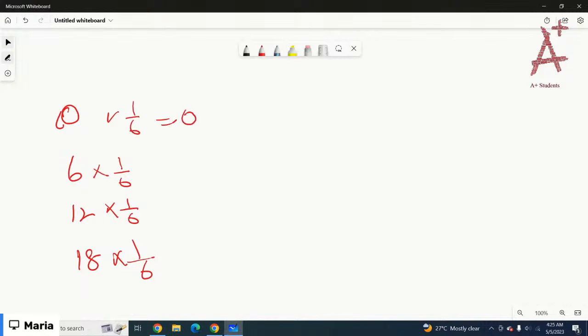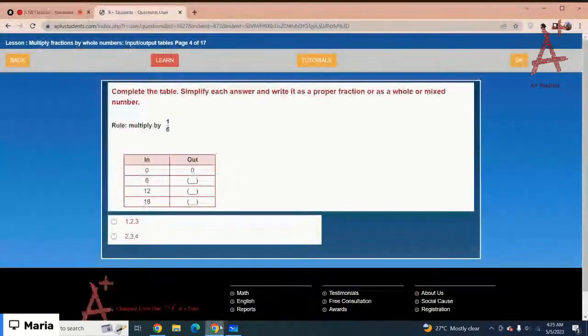0 times 1 by 6 is 0. Then you have 6 times 1 is 6. You can cancel out 6 and you are left with just 1. 6 times 2 is 12 and 6 times 3 is 18. So the correct option is 0, 1, 2 and 3. That would be option number 1 is the correct option.